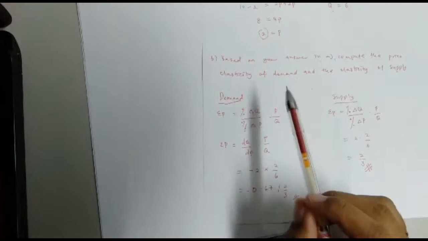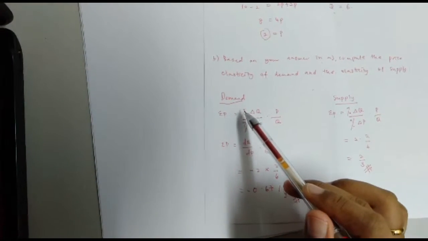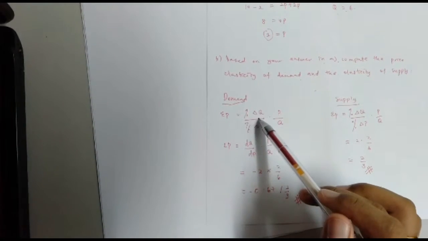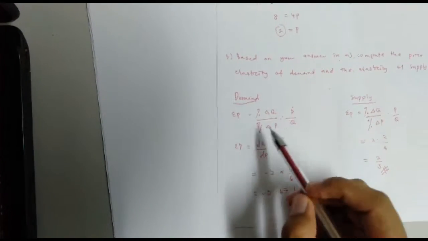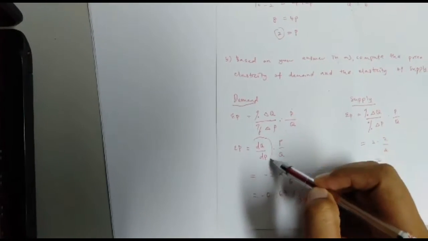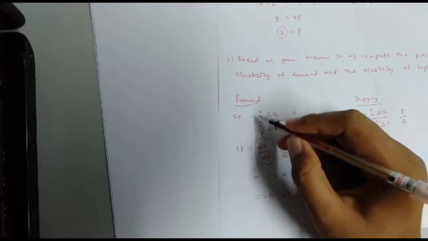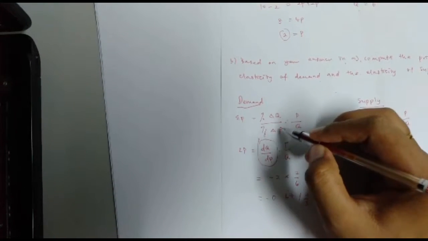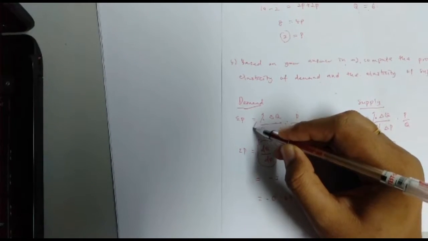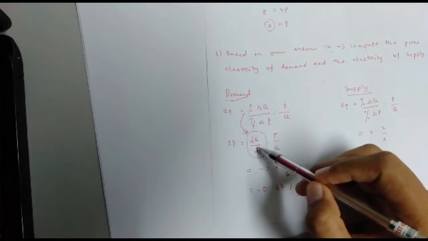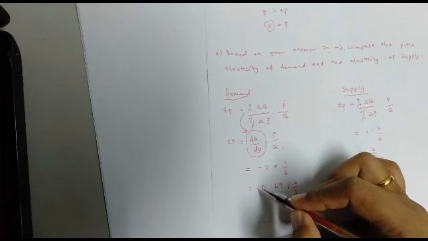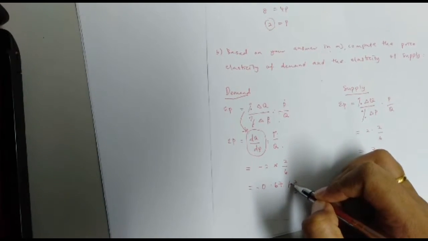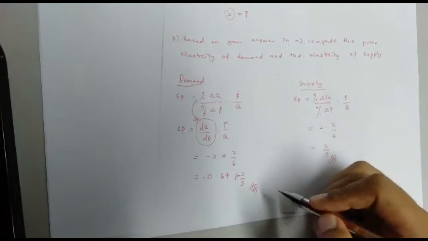So you know the formula to find elasticity is percentage change in Q over percentage change in P multiplied by P over Q. We substitute percentage change in Q over percentage change in P with dQ over dP, multiplied by P over Q. So we get the answer is negative 0.67 or negative 2 over 3. So this is for demand.